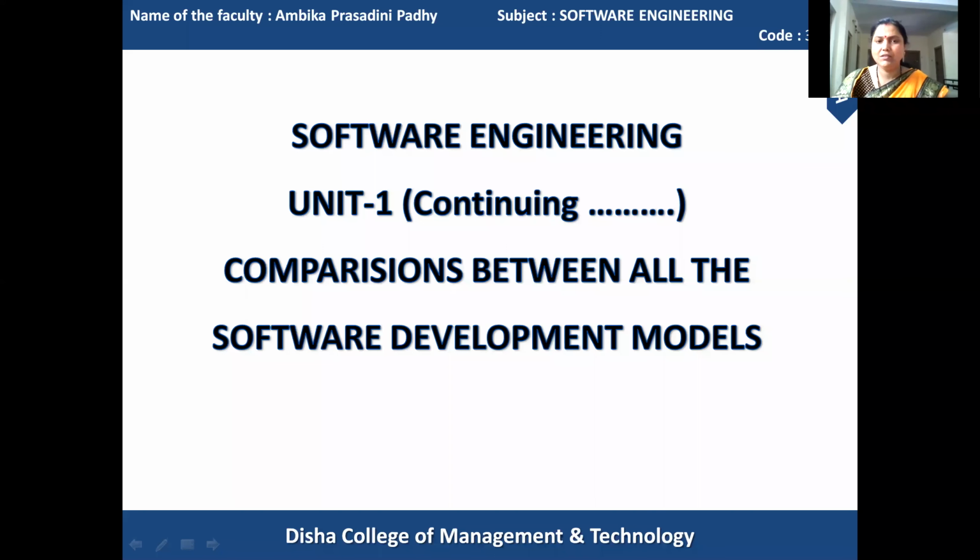Hello, good morning students. We have discussed several topics of Unit 1, and we have discussed the software development life cycle and life cycle models, the software development models. What are the benefits of all the life cycle models? We have already discussed that, but one major point of discussion is that when we are developing a particular software, which life cycle model will be best suitable?